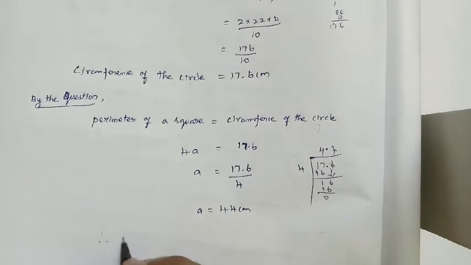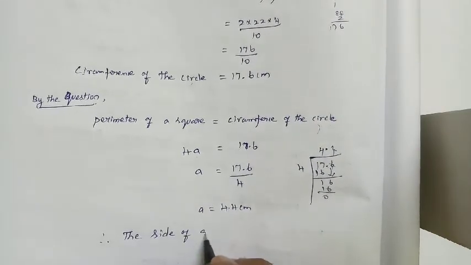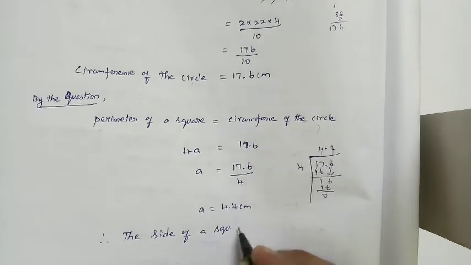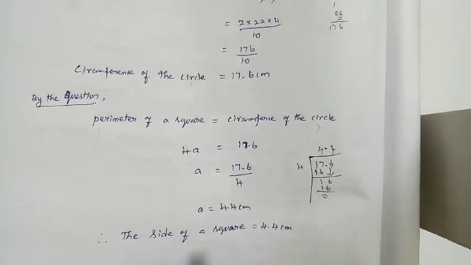Therefore, the length of the side of a square is equal to 4.4 centimeter. That's all.